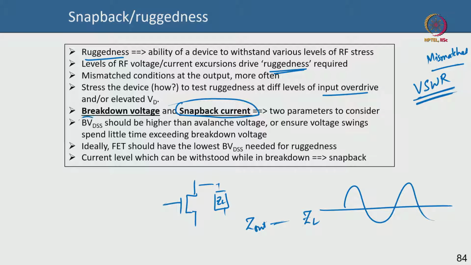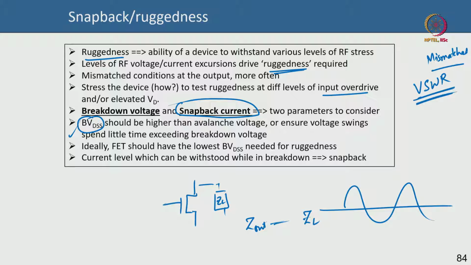Breakdown voltage is one thing. BVDSS is the breakdown voltage which you define in the off-state condition of the device. Your device is pinched off and you define the breakdown voltage. But in the RF operation, the device will see high voltage also, and high current also. So there is also a breakdown corresponding to the on-state. Essentially both the off-state breakdown voltage and the on-state breakdown voltage are critical in designing the device and in really understanding the performance limits of the device.